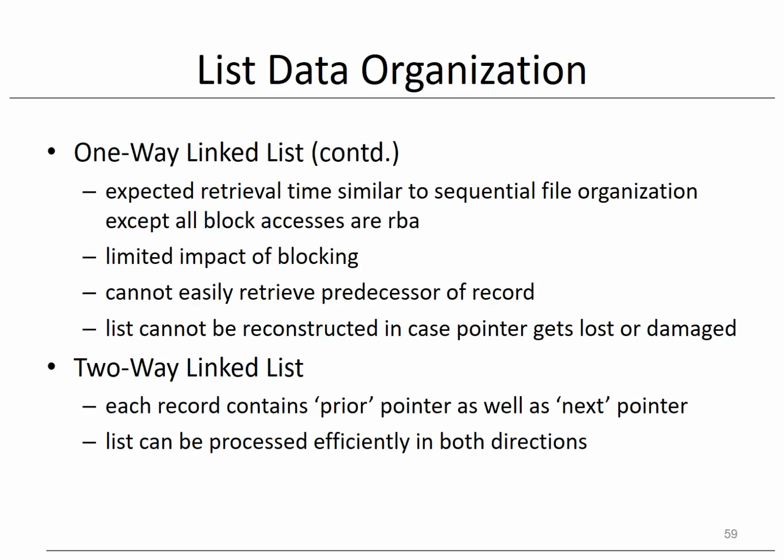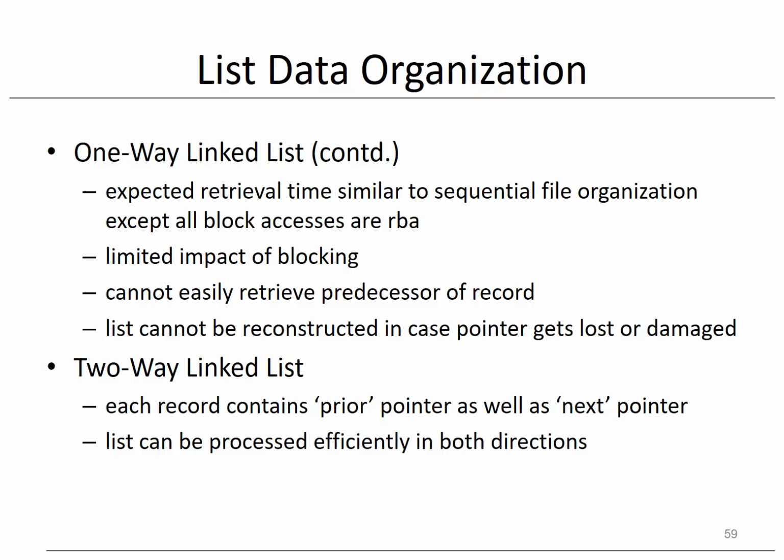To calculate the expected retrieval time of a linked list, we can use the same formulas we used for sequential file organization. The only difference is that all block accesses are random block accesses, since the logical successor of a record is no longer physically adjacent to its predecessor. Also, the impact of blocking is limited to non-existent, since the chance that logically related records are stored physically in the same block is quite small.